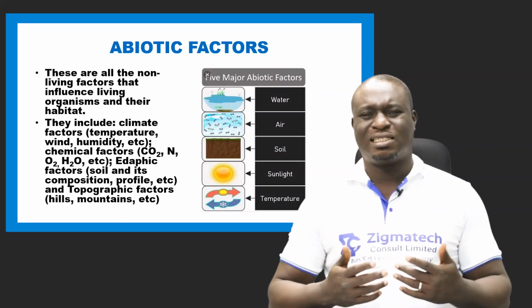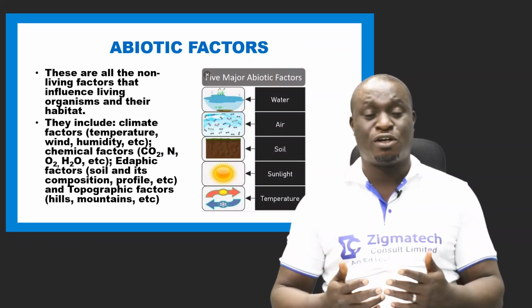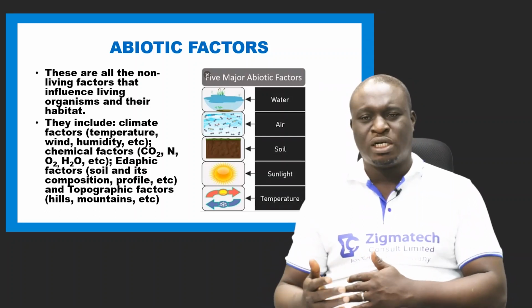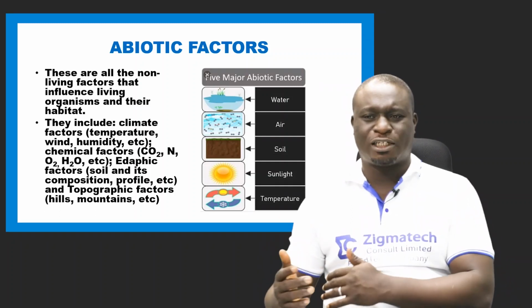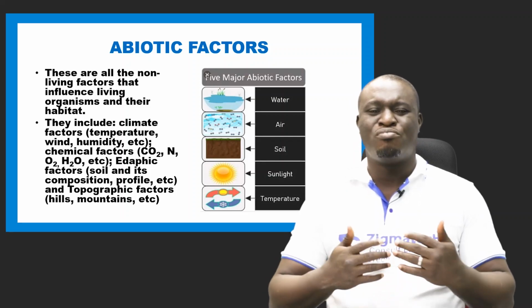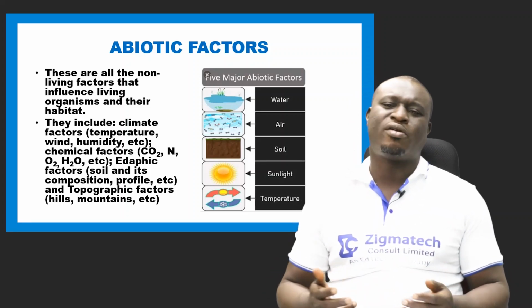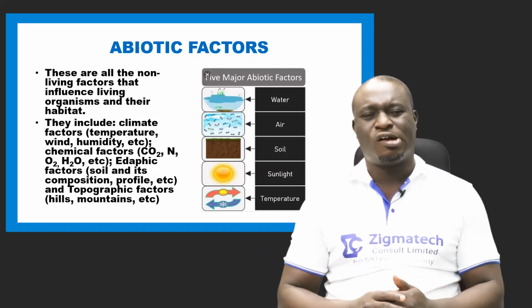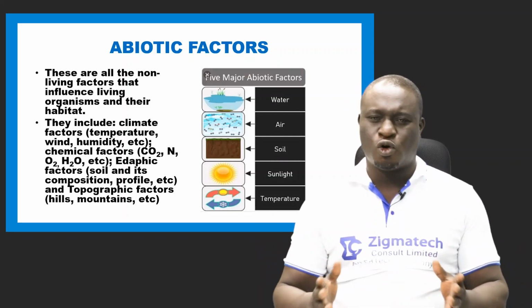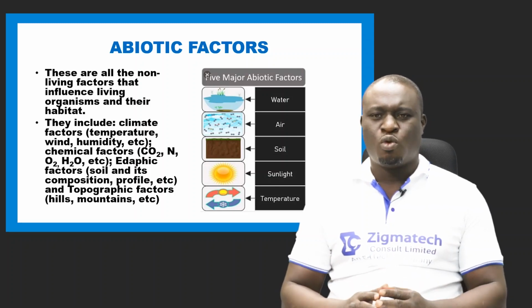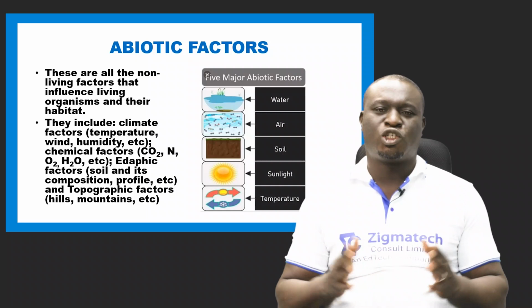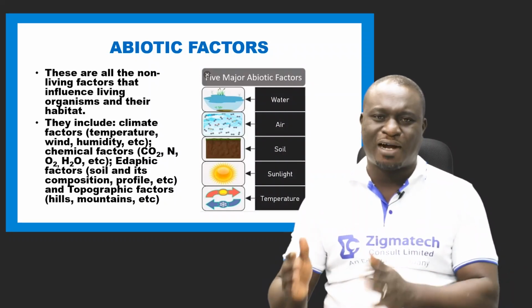We also have another example of an abiotic factor, which we can call chemical factor. When we're looking at chemical factors, we're actually talking about mineral elements. These mineral elements can include things like nitrogen, carbon dioxide, oxygen, water, and so on. We also have another example of an abiotic factor, which we call edaphic factors.